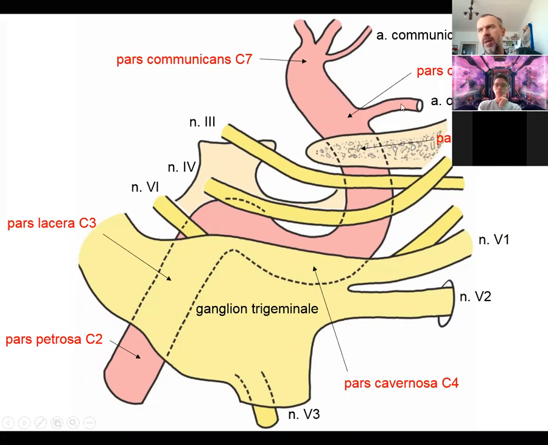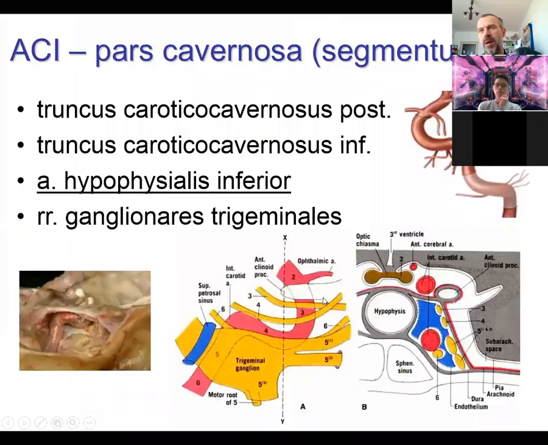Then it gets above and gives the ophthalmic artery, and then the posterior communicating artery, and finally it bifurcates into anterior and middle cerebral arteries. So this curved part is the cavernous part. Yeah? It gives some branches here.